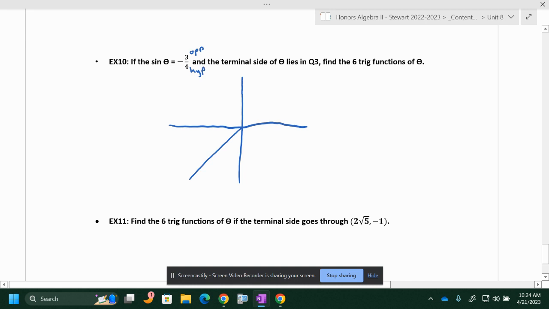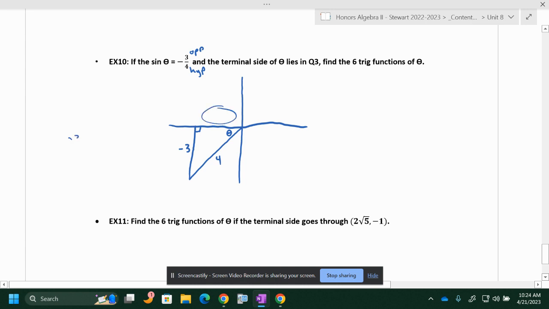Now, here's a little trick to note: hypotenuse is always a distance, so it'll never, ever be negative. So 4 will go here. This is theta, my opposite side, negative 3. Now I'll have to figure out what this side's going to be.